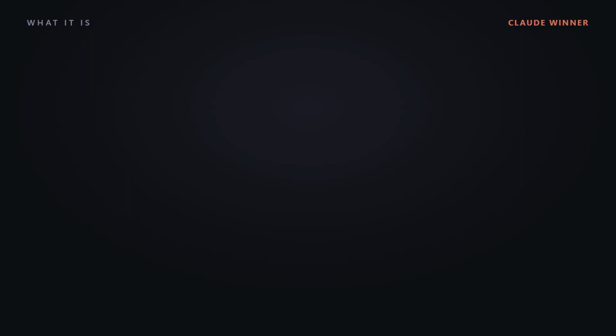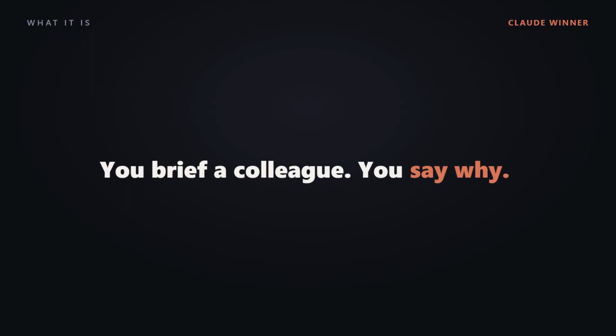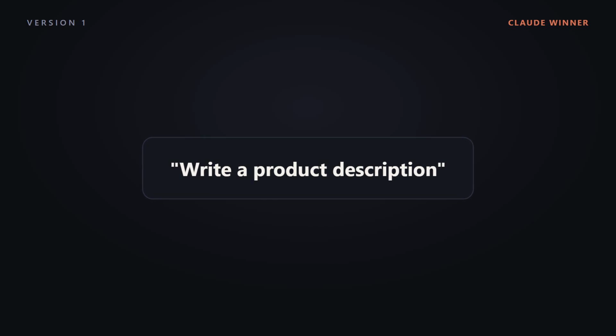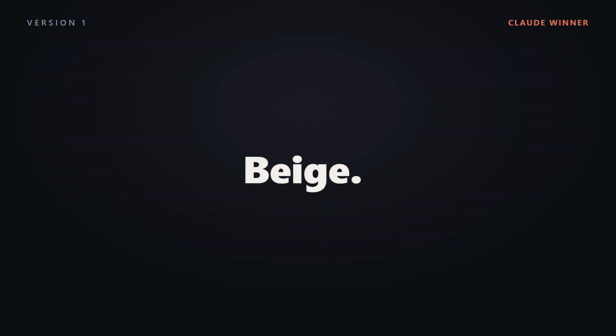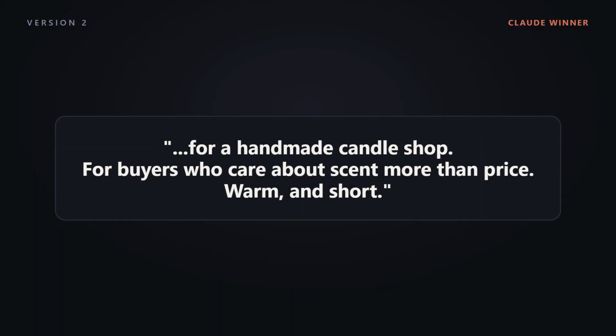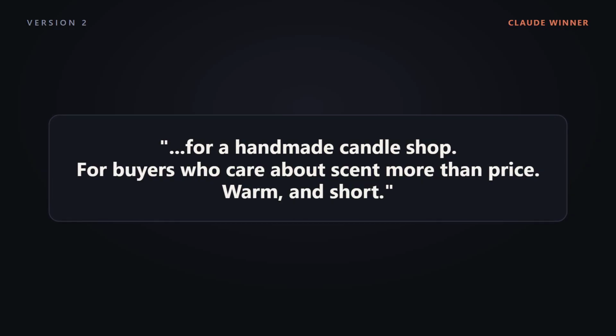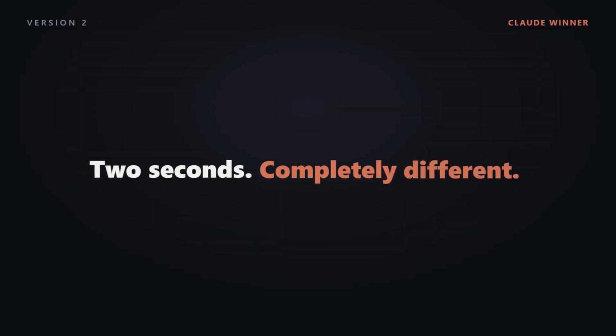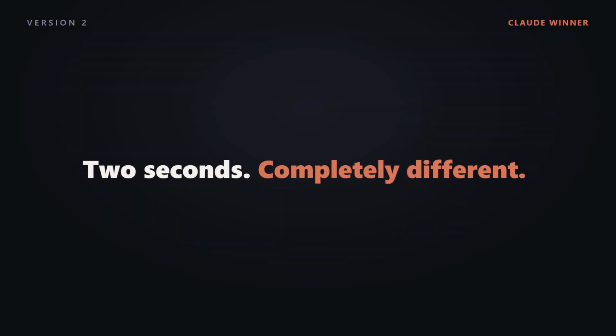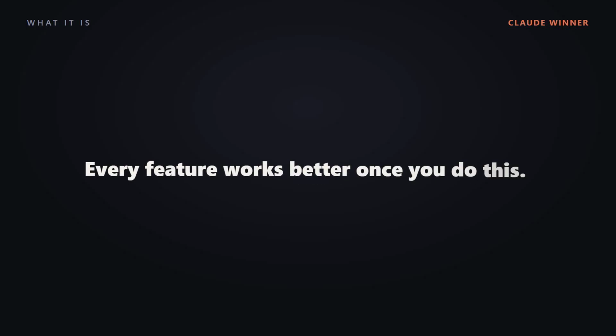And you don't query a colleague, you brief them. You say what you want and who it's for. You hand them the file. You answer their questions. You say closer, warmer, shorter. Here's the same request, 2 ways. Version 1. Write a product description. That gets you beige. Now version 2. Write a product description for a handmade candle shop. For buyers who care about scent more than price. Warm and short. 2 seconds more typing. Completely different result. That's the whole mental shift, and every feature in this video works better once you've made it.